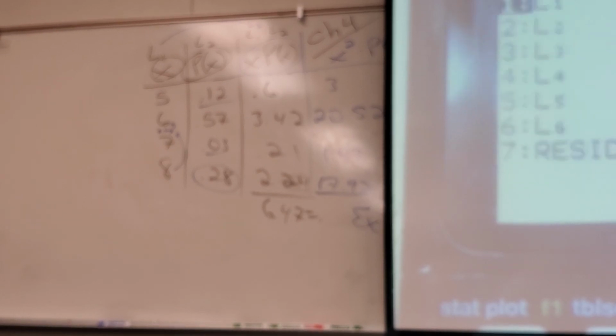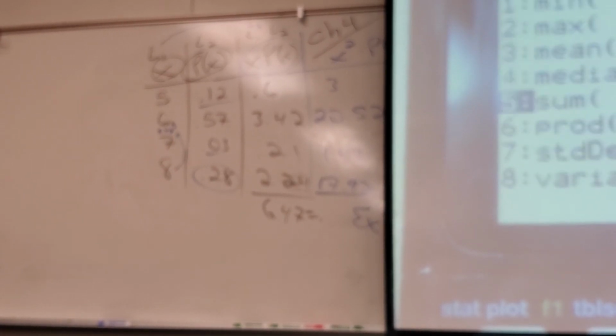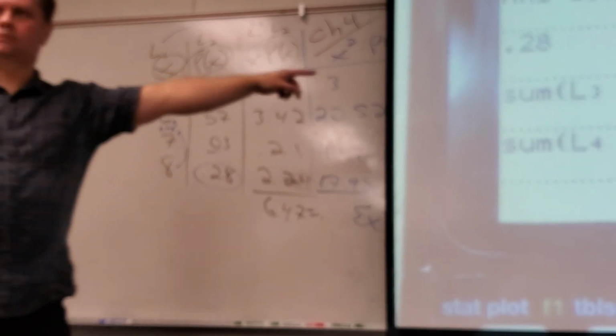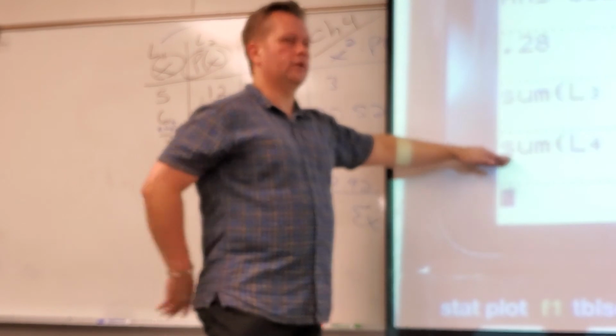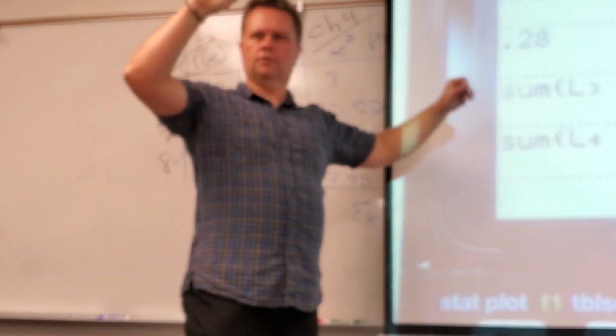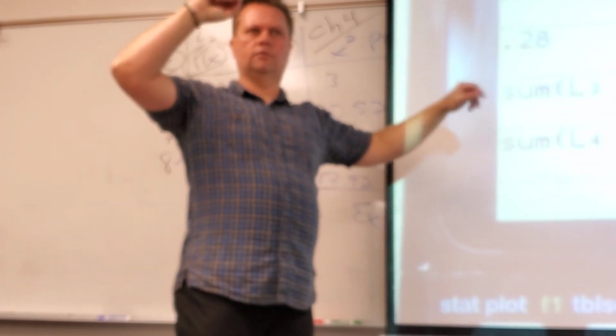So how do I sum up L3? Anybody remember how to sum up L3? Yes. Go to list, second stat, go to math, go to sum, L3, and then I could just hit second enter and make it L4. So those are the two things we got, right? For the sum, that was the mean, and this is the part that I throw in to get the variance. Same numbers, right?